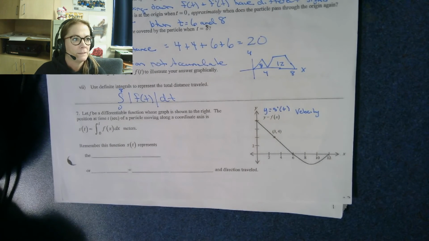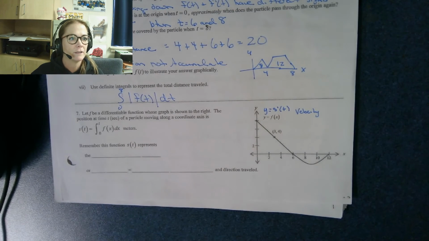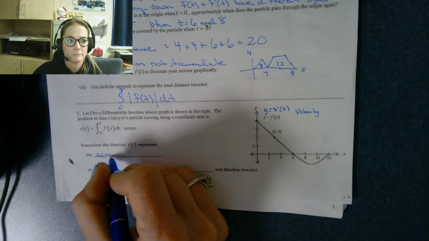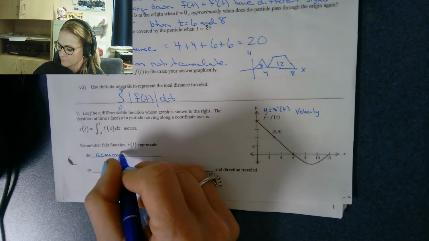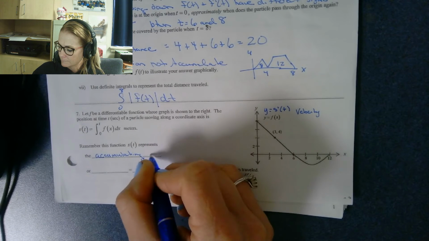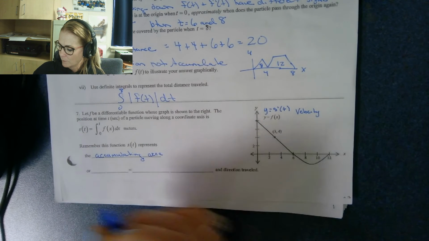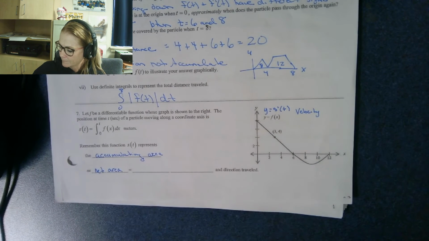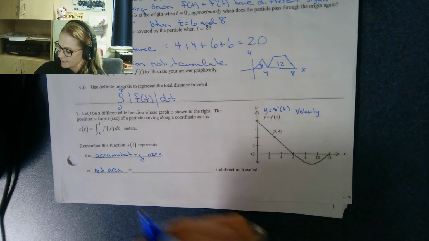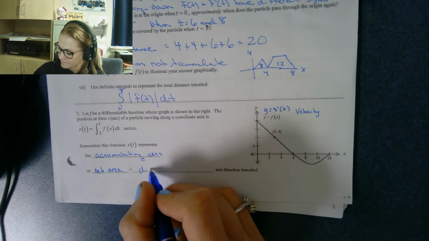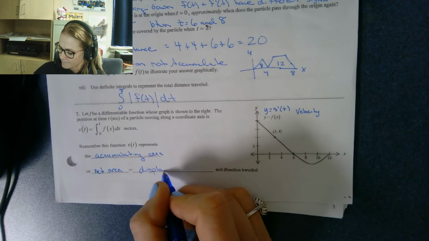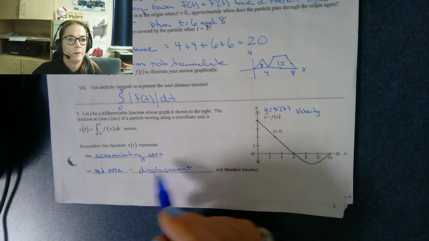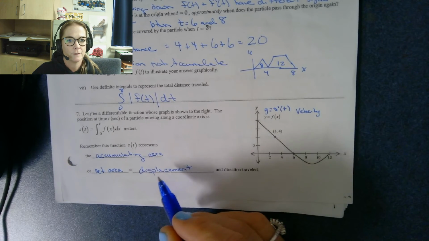Okay, so remember this function s of t represents accumulating area, or net area, or displacement. Okay, displacement. So where are you and what direction? Are you in the positive direction or the negative?